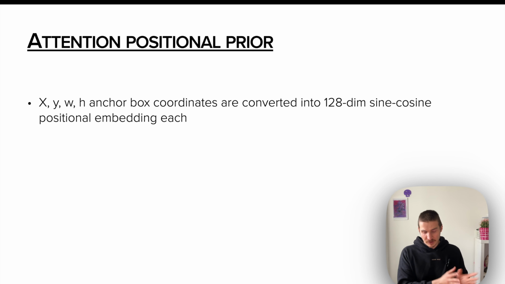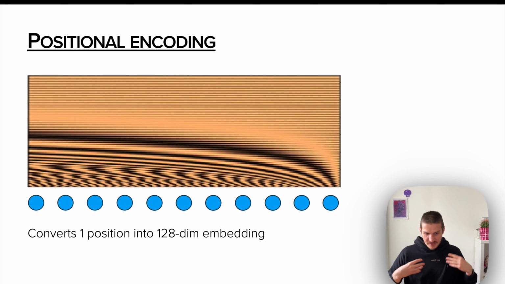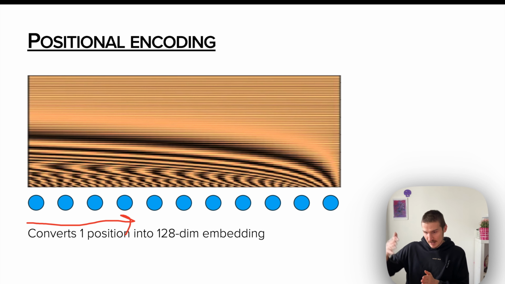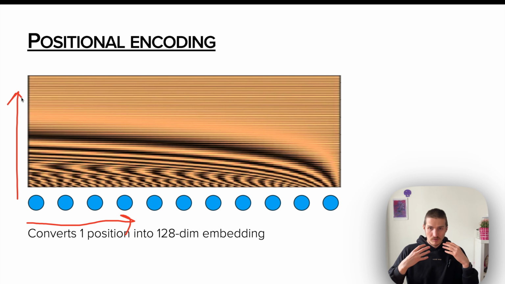So we had 4 numbers as the anchor box. Each of these numbers got converted into this 128-dimensional sine cosine position embedding. So this is a reminder of what a sine cosine positional embedding is. Here, the X coordinate represents just the position itself, so is it element number 1, element number 10, element number 100, and so on. And then the Y coordinate here represents the coordinate within the embedding. So we have 128 different coordinates here.